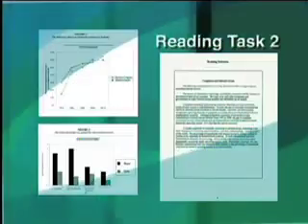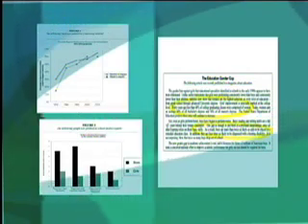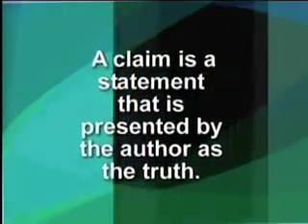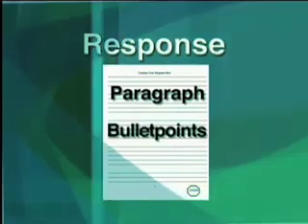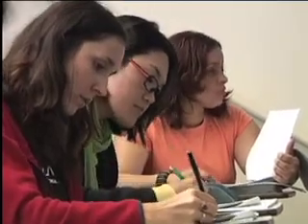You should assume that these all come from separate and independent sources. Your task is to find a minimum of 2 claims from the reading and determine whether or not the data from the figures support or challenge, or partially challenge and support, those claims. A claim is a statement that is presented by the author as the truth. Your response may be in either paragraph form or in bullet points. Either format is acceptable. Remember, you will get in-depth information about Task 2, additional tips, and practice in CPE workshops.